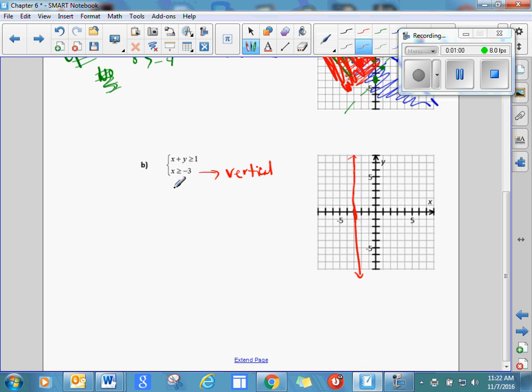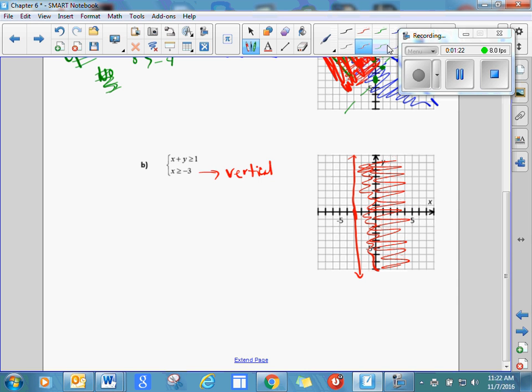If I just pick the point 0, 0, is 0 greater than or equal to -3? Well, yes, it is, for sure. So that's going to be the part that's shaded in red, and it's going to include all the ordered pairs, including the ordered pairs on the line, that are on the right side of the vertical line.